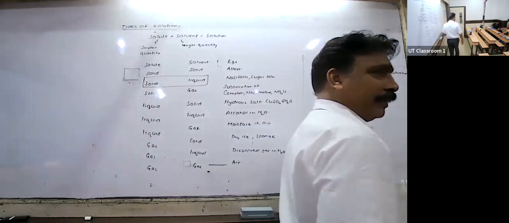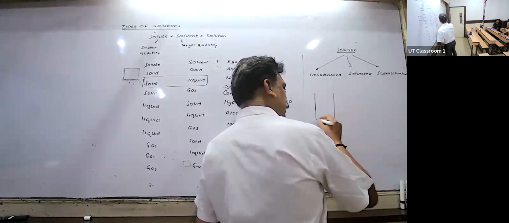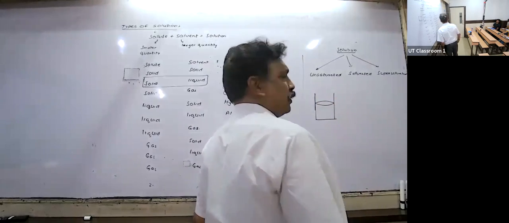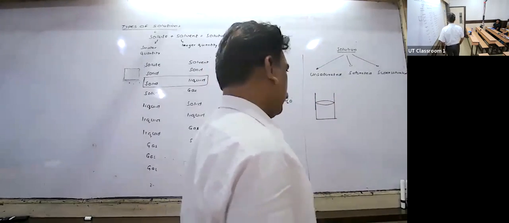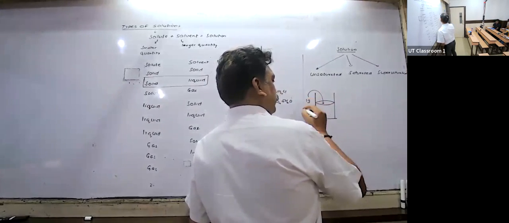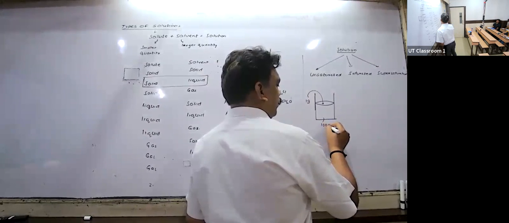Now let me explain this. For example, what is an unsaturated solution? Suppose you take a container, a beaker, and in this beaker you take a fixed amount of water as solvent. Into this you add 1 gram of solute. Let us say 100 grams of solvent.